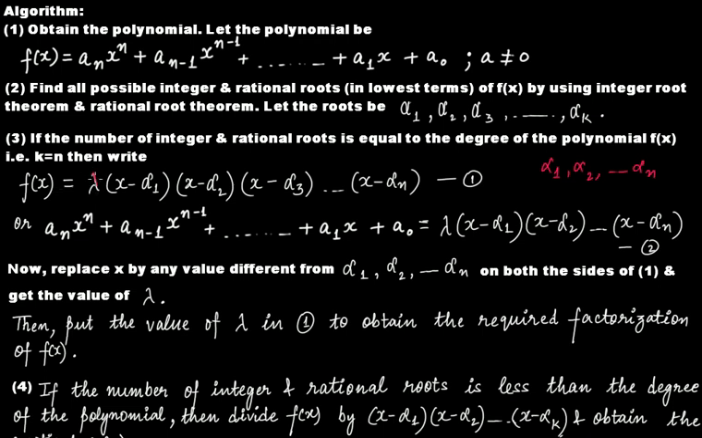In that case, write f(x) is equal to lambda. Pay attention to this. When k is equal to n, that is you have exactly n roots, then write f(x) is equal to lambda times (x minus alpha 1). Why? If alpha 1 is a root, x minus alpha 1 is a factor. If alpha 2 is a root, x minus alpha 2 is a factor, and so on and so forth up to x minus alpha n, right?